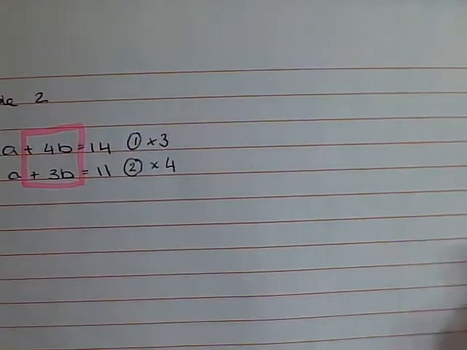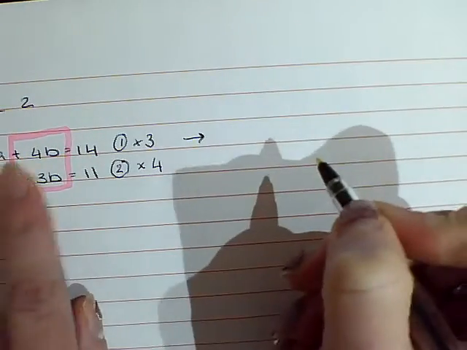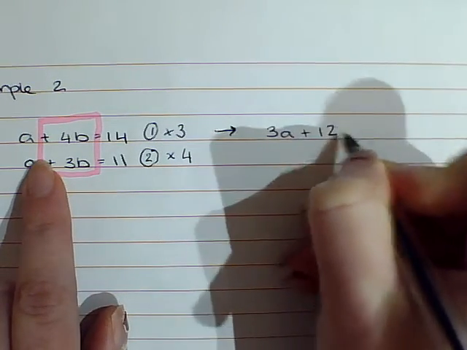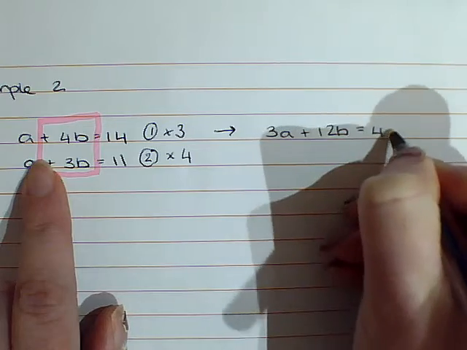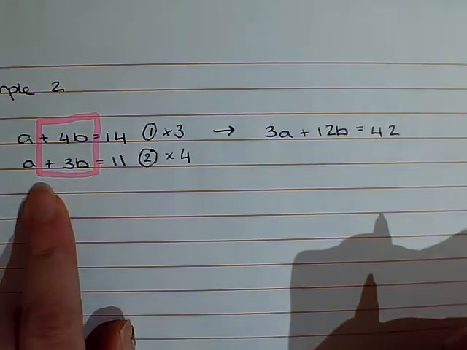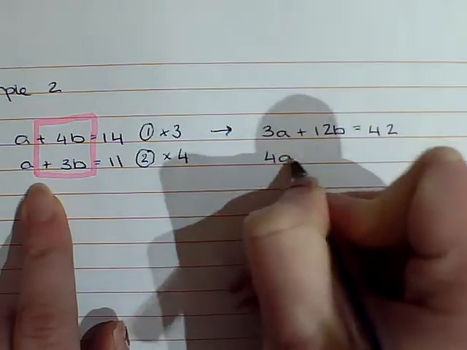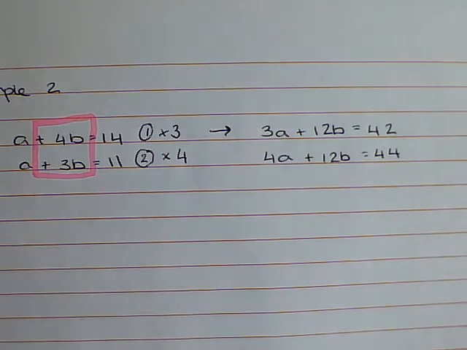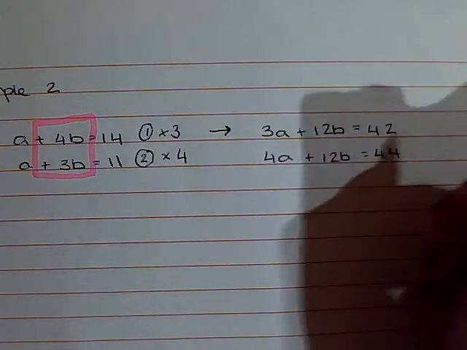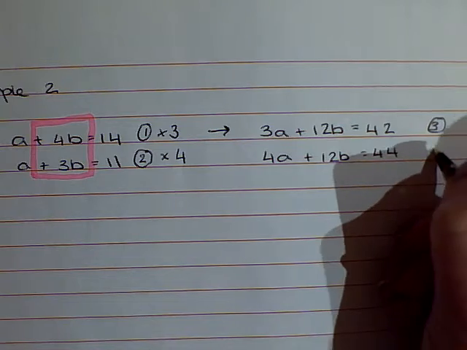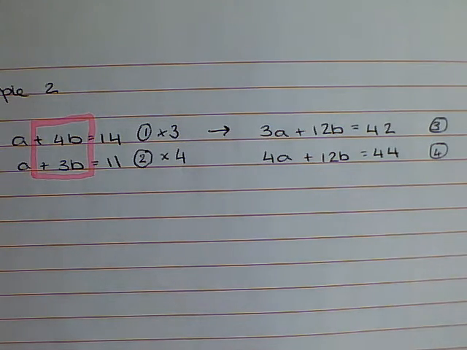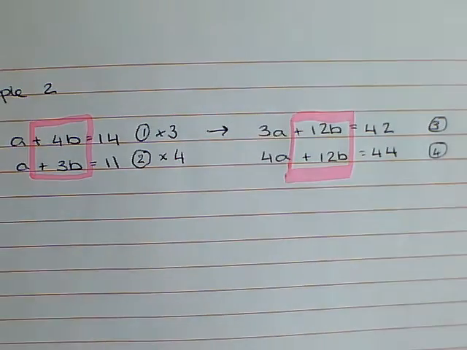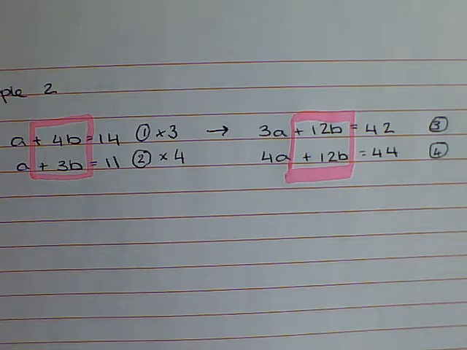If I move my camera over. This is going to give me, there we go, 3a plus 12b equals 42. And my equation 2 will become 4a plus 12b equals 44. This will now be called equation 3 and we'll now call this one equation 4. We should be able to see now that this is the same. So we can move on to our next step.